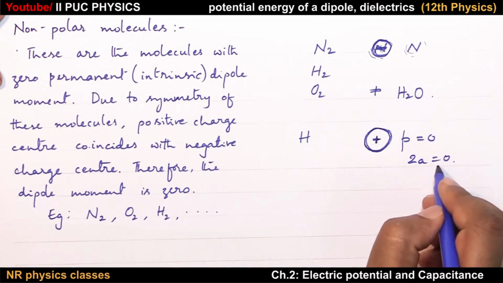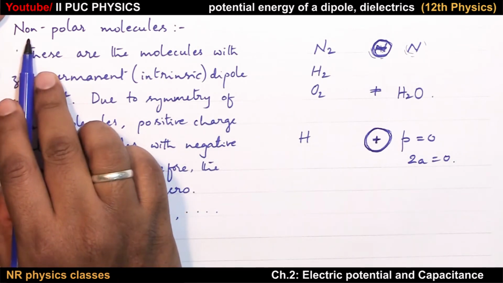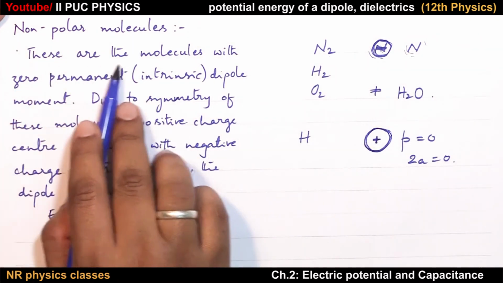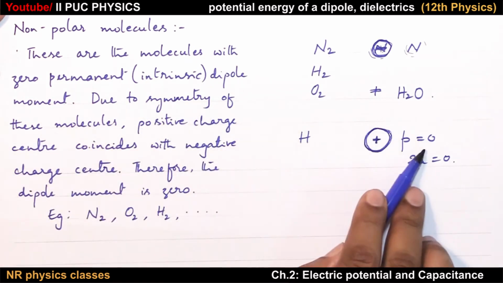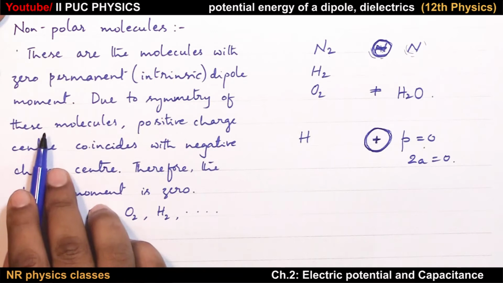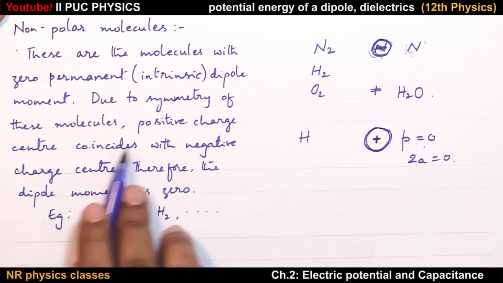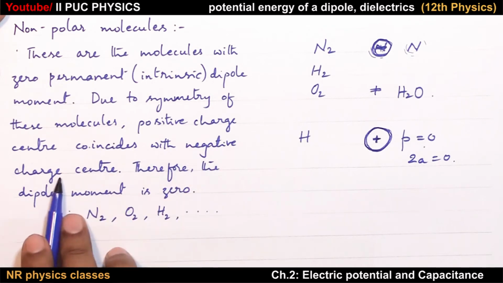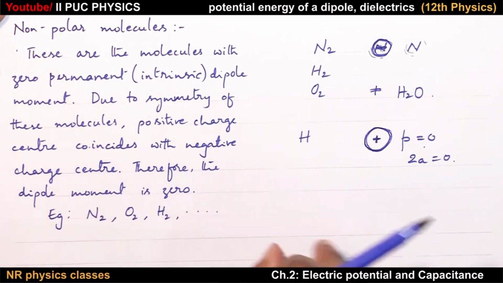Now come back again. Non-polar molecules are the molecules with zero permanent dipole moment. Dipole moment is zero. Due to the symmetry of these molecules, the positive charge center coincides with the negative charge center. Therefore, the dipole moment is zero.